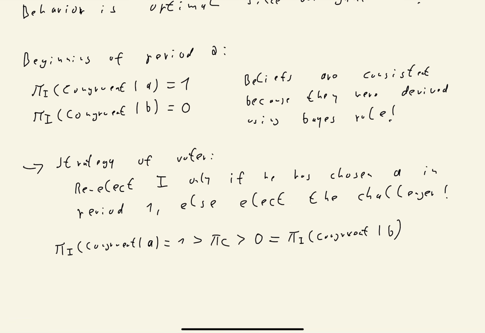Next, what we need to do is that we need to consider the strategy of the incumbent in the first period. So period 1, we need to verify the behavior of the incumbent of being optimal or not.